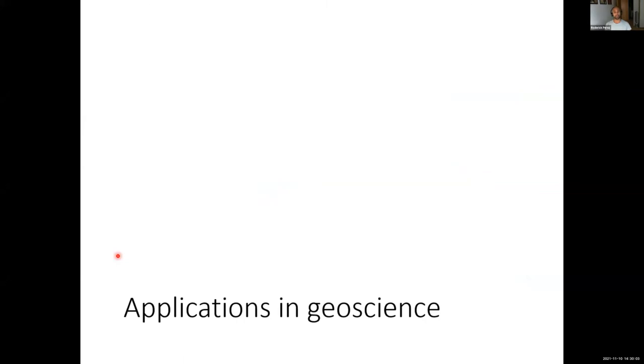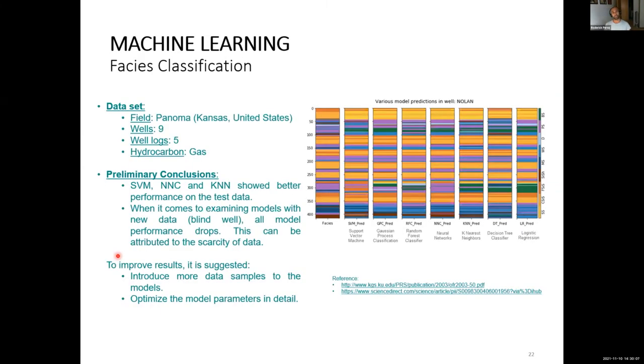Now let's take a few applications in geoscience. A lot of people have been seeing, for example, that one of the main applications is facies classification. And in this case, we have a human interpretation. This is an example from the Panoma field in Kansas, United States. And here are some of the results of different classification methods.